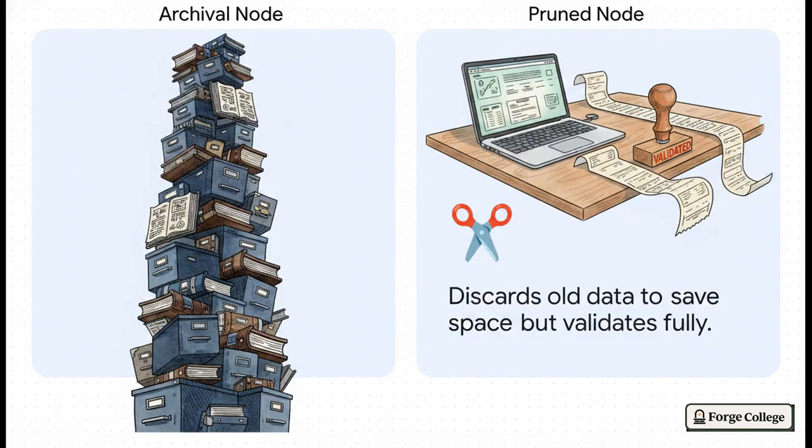I want to take a quick second to contrast two specific gatekeepers side by side because honestly, this is a super common point of confusion. Archival nodes are massive beasts. They store the entire history of the chain from day one. Pruned nodes, on the other hand, discard old block data to save disk space. But, and this is a huge but, pruned nodes perform the exact same rigorous mathematical validation as those giant archival nodes. They check all the same rules, they just don't keep the receipts forever.